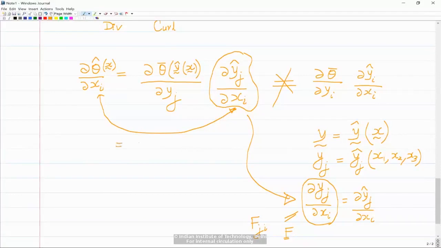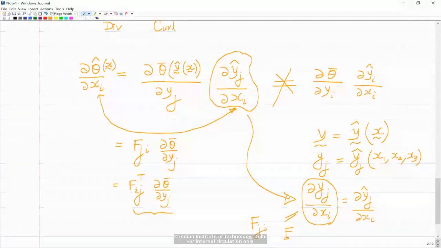So with that, we can also write this as Fji ∂θ bar over ∂Yj, or we can write it as F transpose ij, isn't it? Fij is same as F transpose ij, ∂θ bar over ∂Yj. And one can then see that this thing on the right hand side is actually simple matrix multiplication.